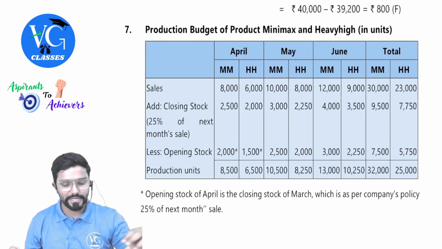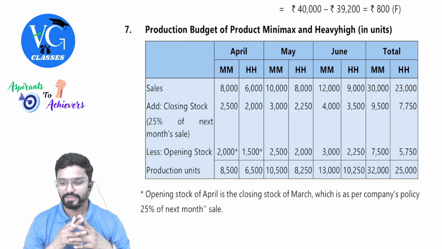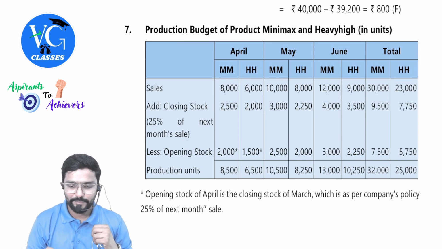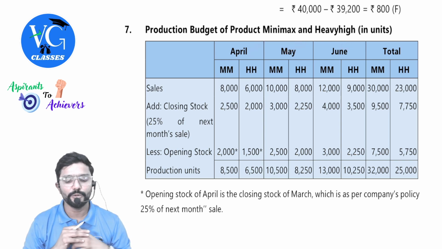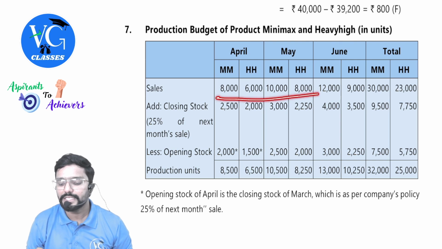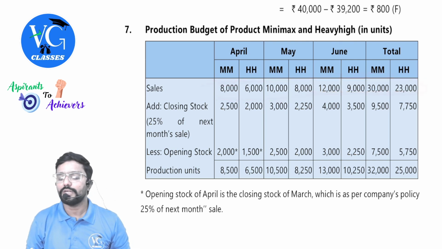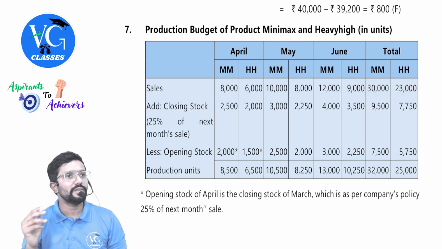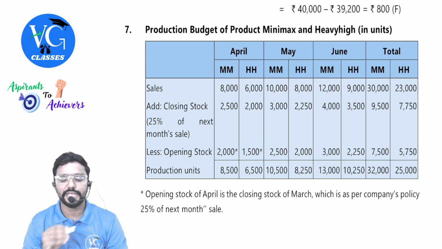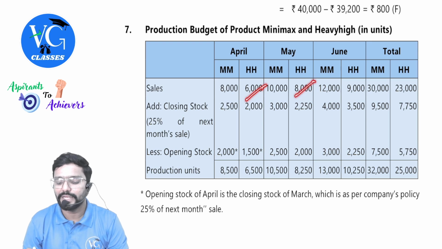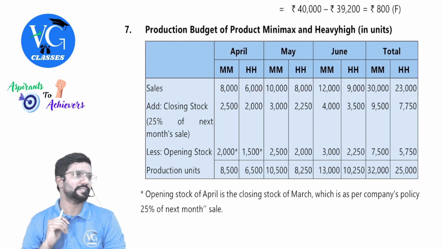Production budget of product Minimax and Heavy High HH. April, May, June under the two columns for two products. Sales they have given, guys, so just copy paste from the question. Total we need to do. For MM, 8,000, 10,000 plus 12,000. For HH, 6 plus 8 plus 9, 23,000.